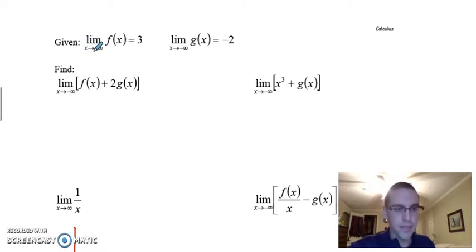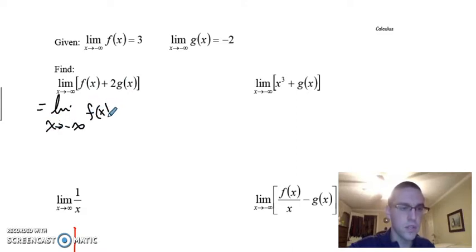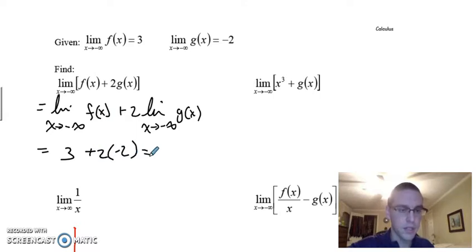So the end behavior, as we go to negative infinity of f of x, is 3, and the end behavior as we go to negative infinity of g of x is negative 2. So again, with this, we want to split it up using the same rules that we used last time. And since we know what that is, we know that 3 minus 4 is negative 1. This is a good one to do here.